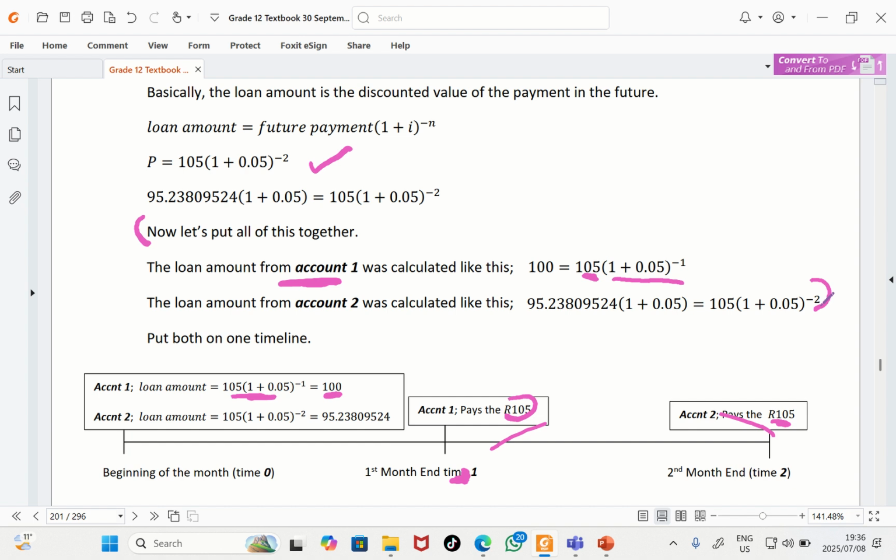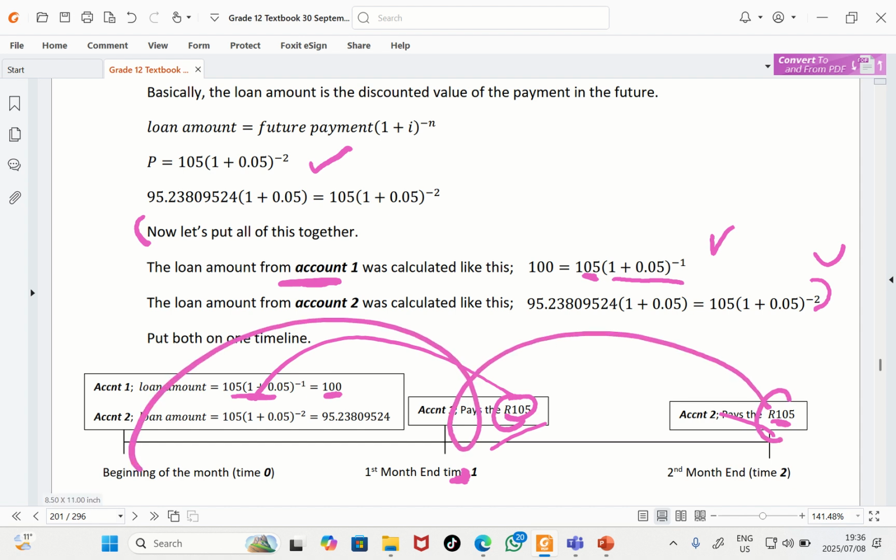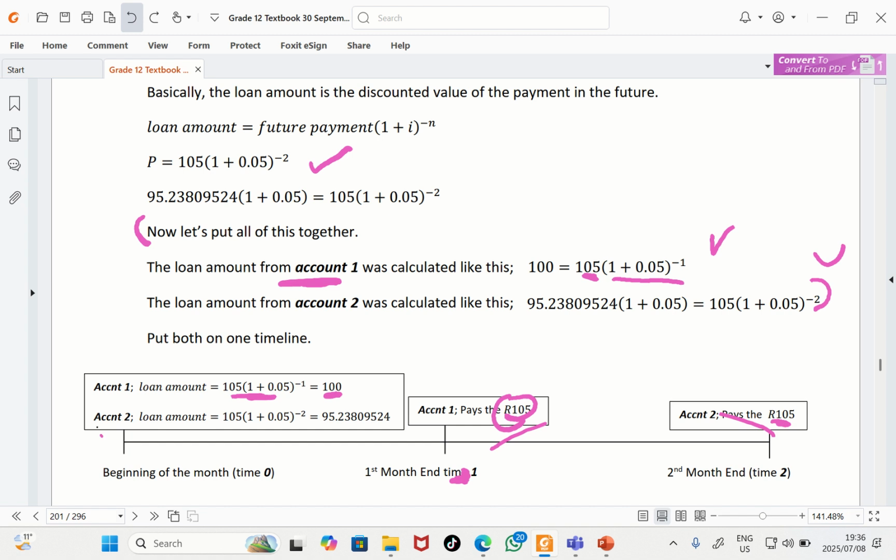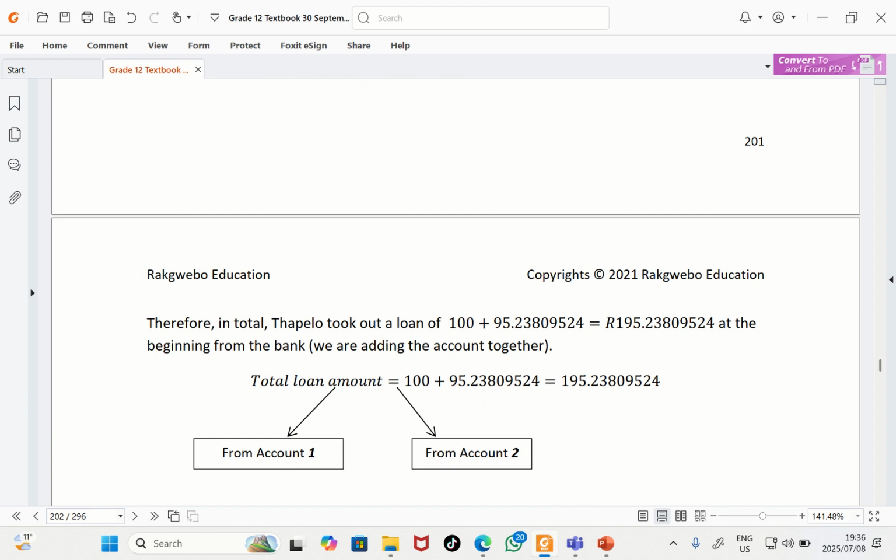the loan amount of or under any account is essentially the future payments or future installments towards that loan brought back to the present day, or discounted back to the present day. So that's exactly what's going on in account 1 and account 2. It's the future payment, I bring it back to the present day. Future payment, I bring it back to the present day. That's essentially that. Easy peasy. Okay, so that's what I have there. Put everything on the same timeline, easy to see. Then I just put, okay, total loan amount, it's 100 plus 95, which gives us 195.23 whatnot.